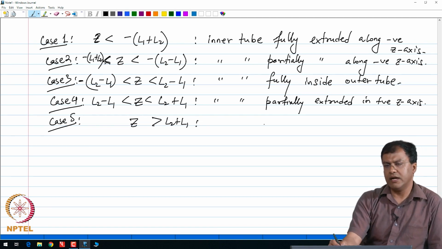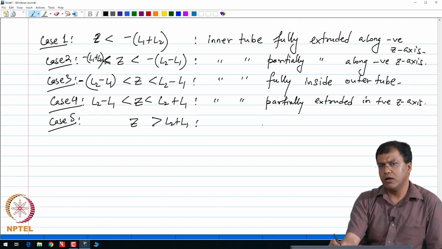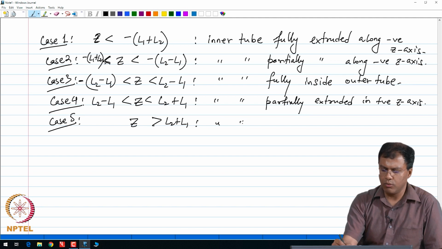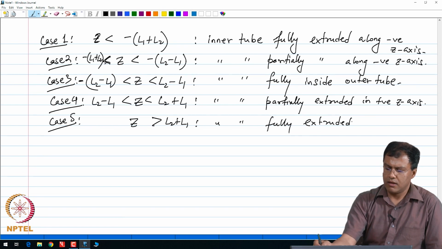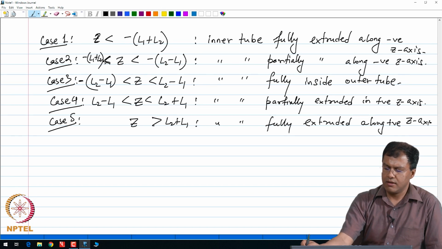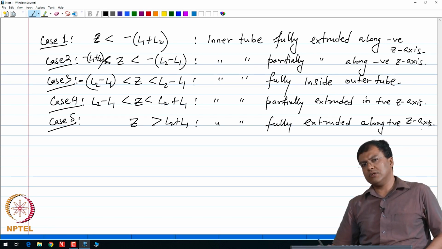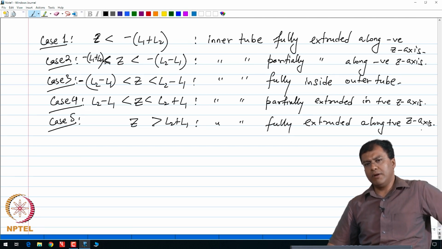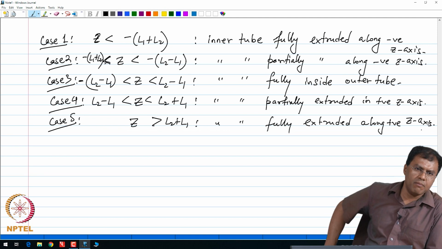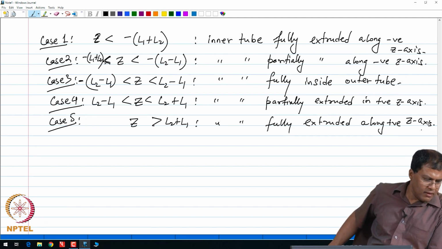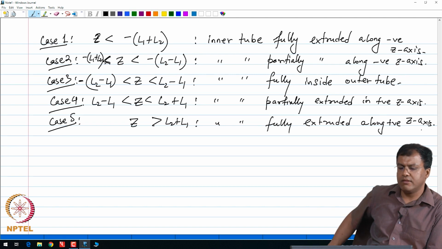and this is the case where the inner tube is fully extruded out of the outer tube, but in the positive z direction. So, inner tube fully extruded along positive z axis, right. And to describe the oscillatory motions, these 5 cases are repeated twice, right. So, these 5 cases are going to be repeated once for half the motion of the nanotube, or half the time period of the nanotube. Okay. So, then the next stage is to describe these stages of motion using the interaction energy.